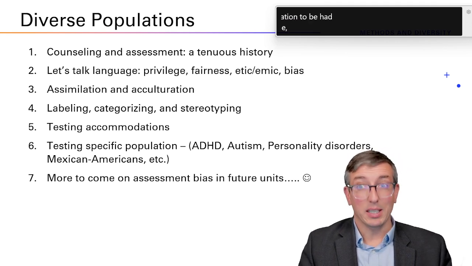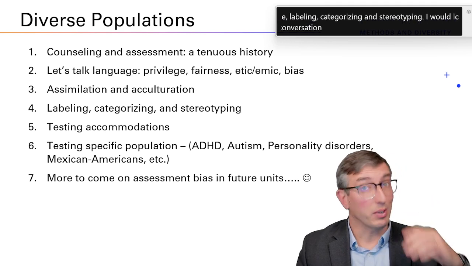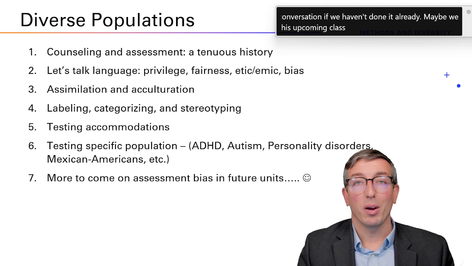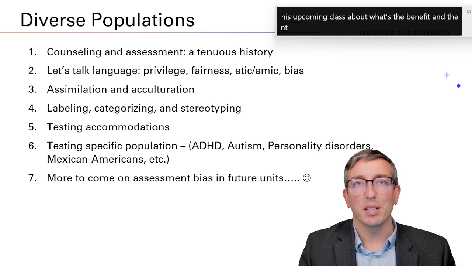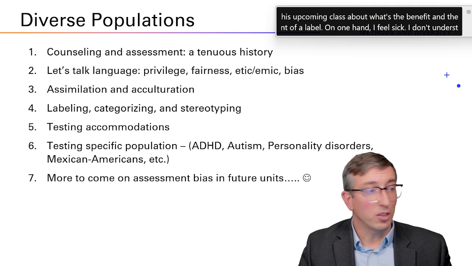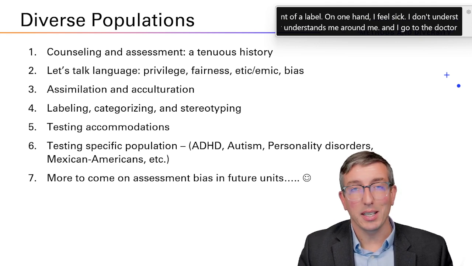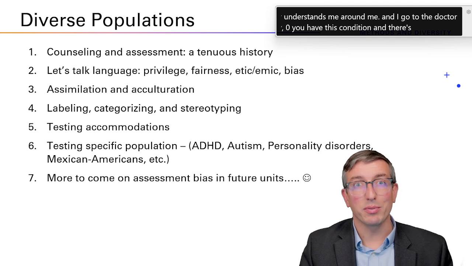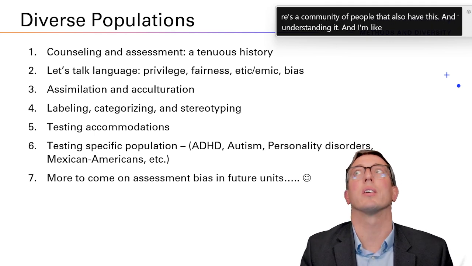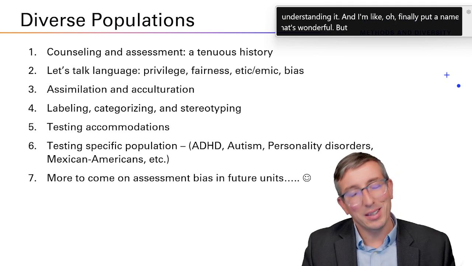Of course, labeling, categorizing, and stereotyping. I would love to have a conversation, if we haven't done it already, maybe during this upcoming class, about what's the benefit and the detriment of a label. On one hand, I feel sick. I don't understand it. Nobody around me understands me. And I go to the doctor and they say, oh, you have this condition and there's treatments for it. And there's a community of people that also have this and there are ways of understanding it. And I'm like, oh, finally, I can put a name to this thing. That's wonderful.